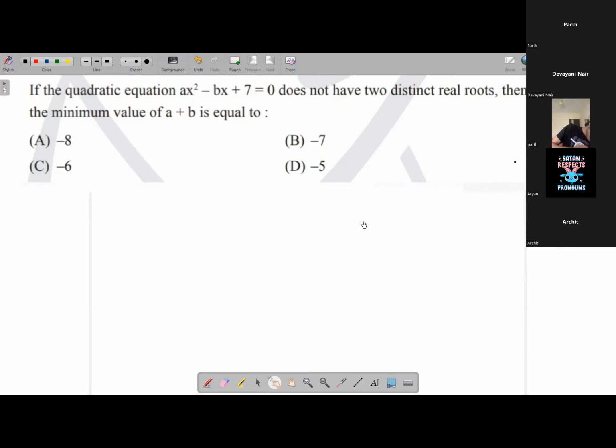Okay, let me solve it now. Let me explain it. See, the question says that if the quadratic equation does not have two distinct real roots, it means that it can either have real and two same roots, or not real roots, right? Understood now?